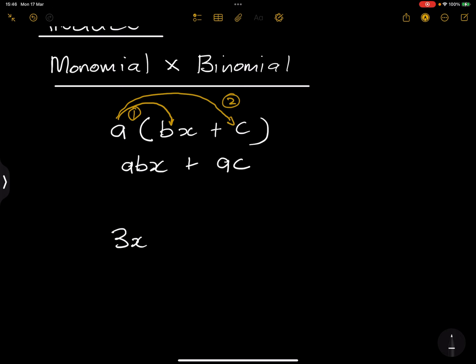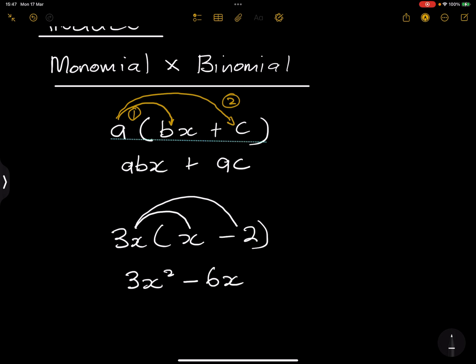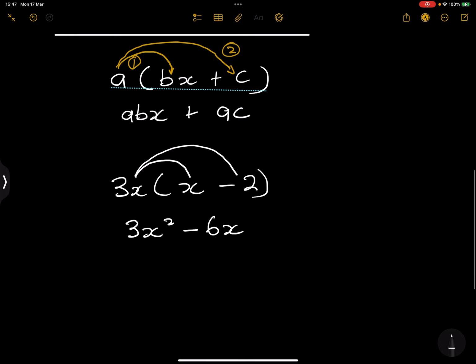So take a more practical expression. If I've got 3x into x minus 2, I've got a monomial multiplied into a binomial. In this case, we're going to have 3x multiplied by x. That will give us 3x squared, right? And I'm going to say 3x multiplied by negative 2. Note, this is a positive times a negative. That will give me a negative, so that will be minus 6x. Now you must keep this in mind because we're going to talk about factorization later, right? So that is how we are going to get the product of a monomial and a binomial.